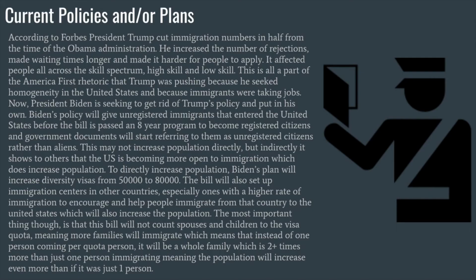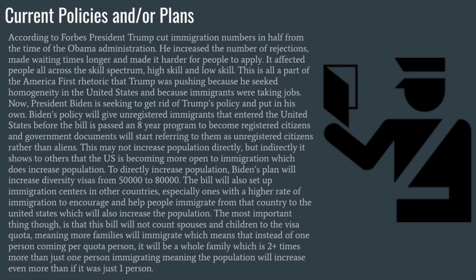Solution 3. According to Forbes, Donald Trump cut immigration in half. Now Biden is seeking to get rid of that policy and put in his own, which is pro-immigration. This will help unregistered citizens become citizens through an 8-year program, which will show other countries that immigration is welcome now. Families will also not count towards the immigration quota. Only one person from a family will count, which will actually encourage more people to come, increasing the population.